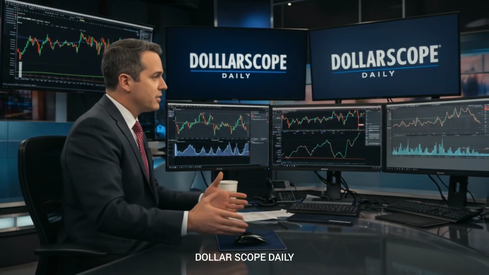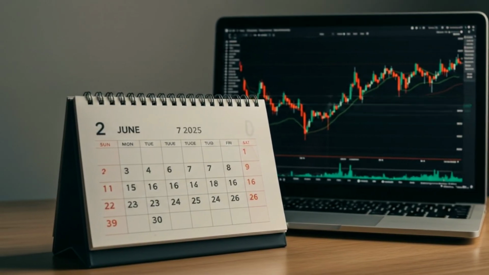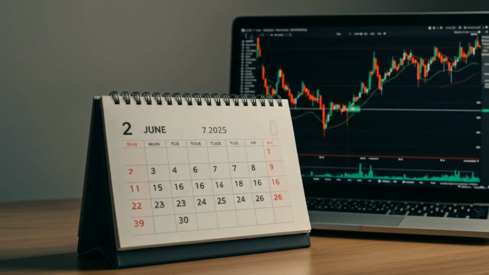Today, we're diving into the key price action and macroeconomic trends that will drive DXY, USD, GBPUSD, CHF, and XAUUSD from June 2nd to June 6th, 2025.